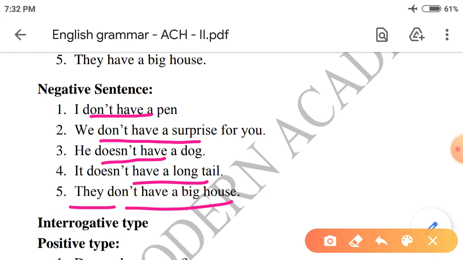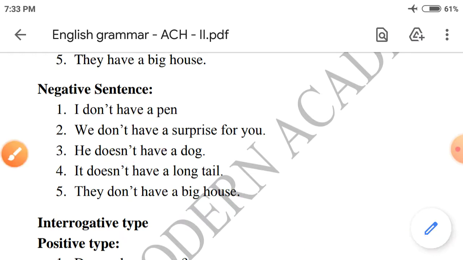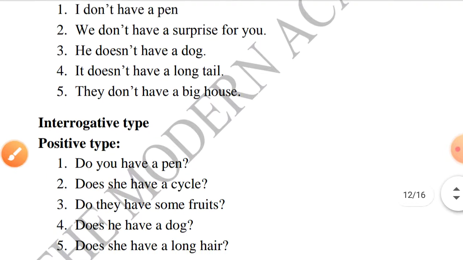Can you remember our previous class? Okay. So when the subject is third person singular, there we are using does. He does, she does, it does. So here the negative meaning is does not. When the subject is I, you, we, they, there we are using do. So here the negative meaning is don't. Understood? Okay. Now interrogative type.